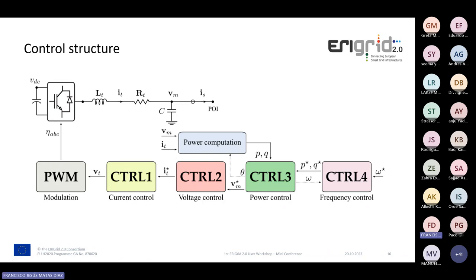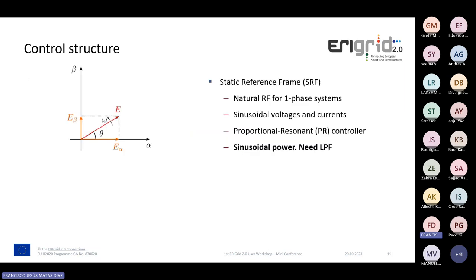Well, before selecting the most suitable controller for each layer, it's necessary to define a reference frame. The first option is to work with the sinusoidal voltage and current magnitudes. That is a stationary reference frame. And for instance, we'll need a proportional resonant controller in the voltage and current layers.